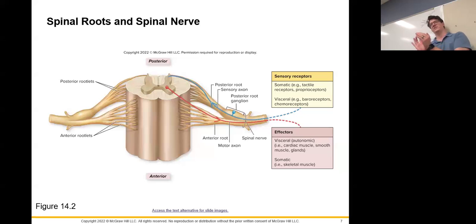So the anterior root contains information going away from the spinal cord. The posterior root is going to contain information going towards the spinal cord. Okay, so posterior root is information to the spinal cord. Anterior root is information away.